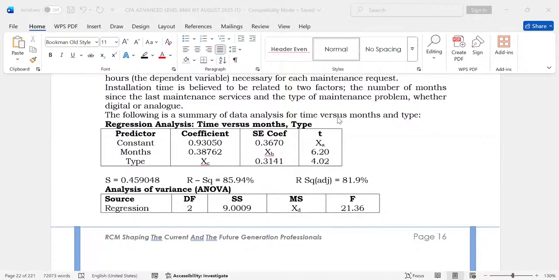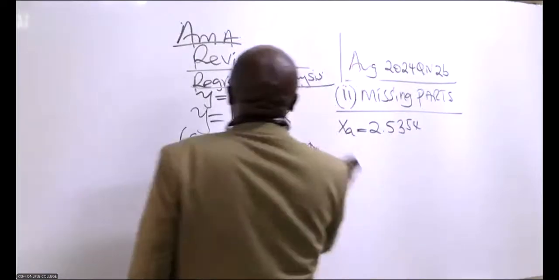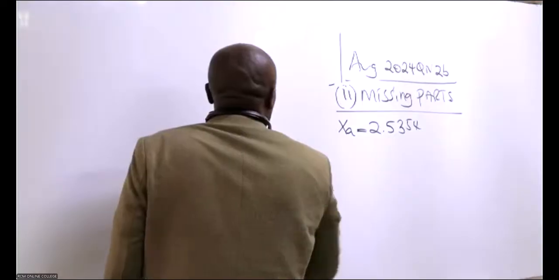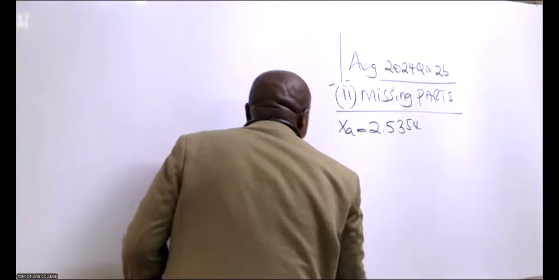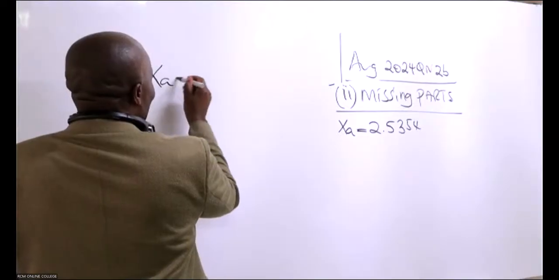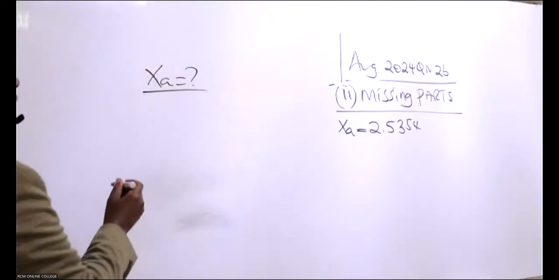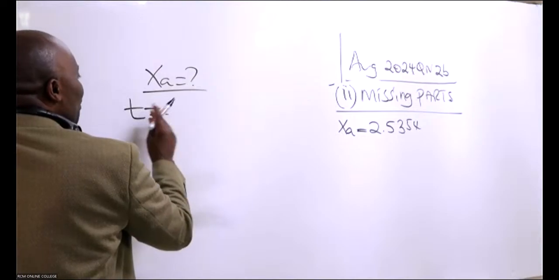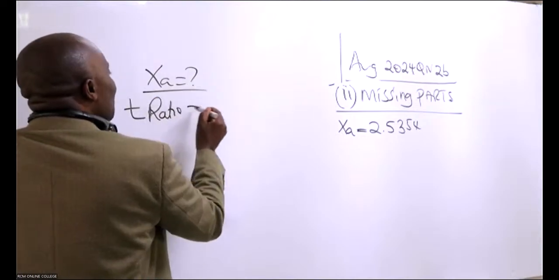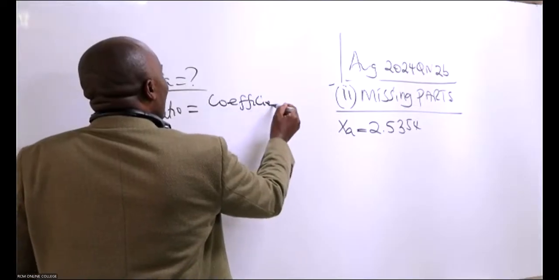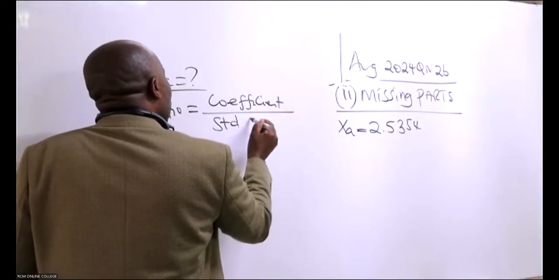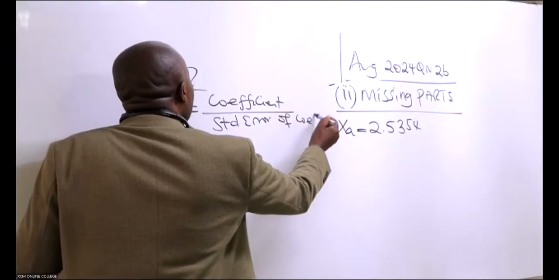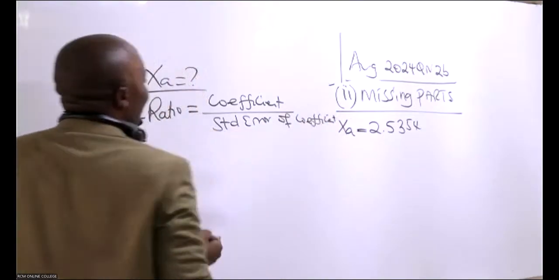Because I can see XA is under the T ratio. So the most important thing is for me to understand and cram the T ratio formula. Is there somebody who is able to remind us how we normally get the T ratio? Thank you so much. So they want us to give them XA, and they're telling me that this XA is the T ratio, which is coefficient over what here, somebody? Standard error of the coefficient.